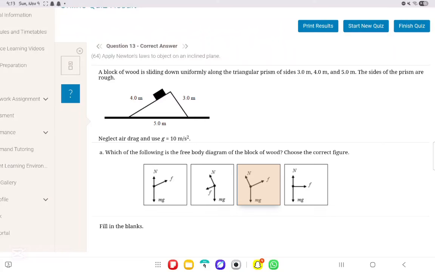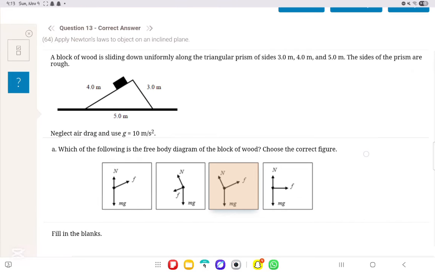So basically in this quiz, I'm going to be solving the AMS quiz, certain questions based on whatever we have for the periodic. A block of wood is sliding down uniformly along the triangular prism of sides 3 meter, 4 meter and 5 meter. The sides of the prism are rough. They want us to draw the free body diagram.